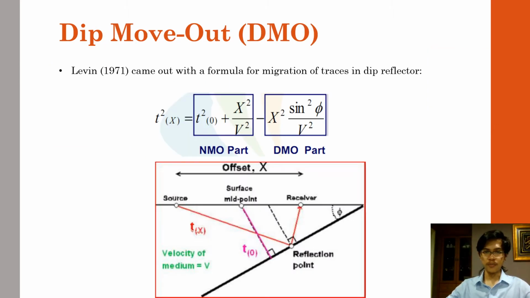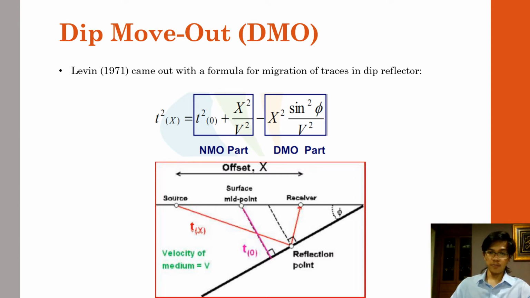In 1971, Levin came up with a formula for the migration of traces in a dipping reflector. The formula is divided into two parts, the NMO part and the DMO part. In the NMO part, it is T squared at time 0 plus X squared over V squared. T0 is the line in the dipping reflector which is perpendicular to the surface at the midpoint, X is the offset between source and receiver, and V is the velocity of the medium.